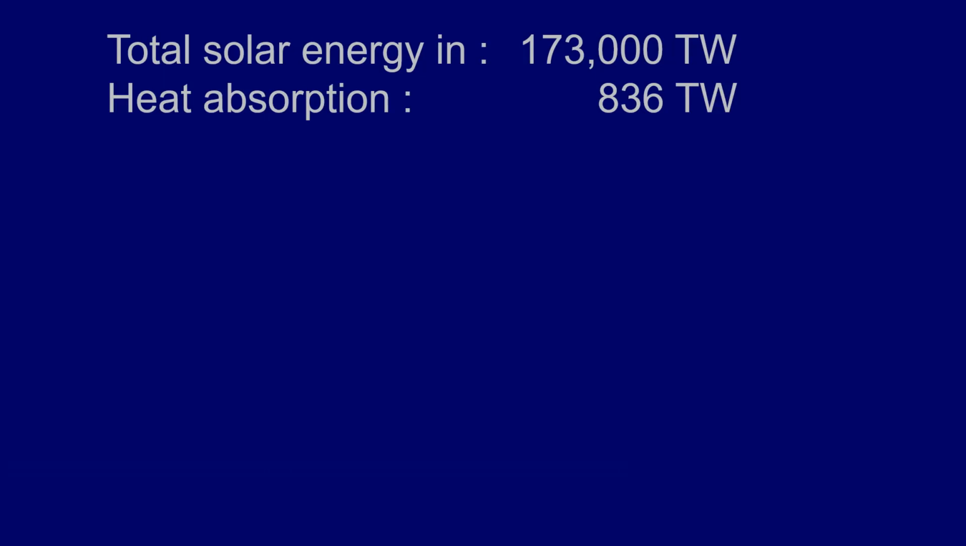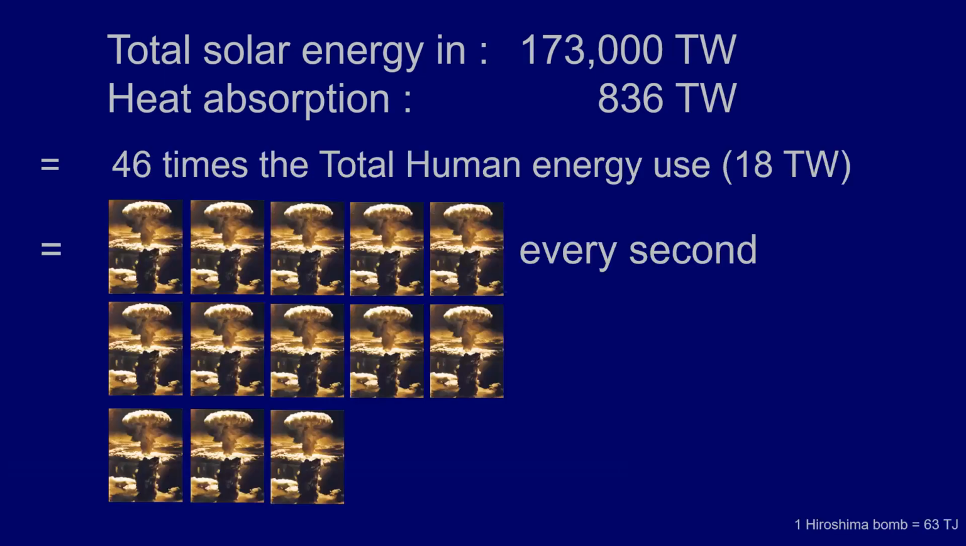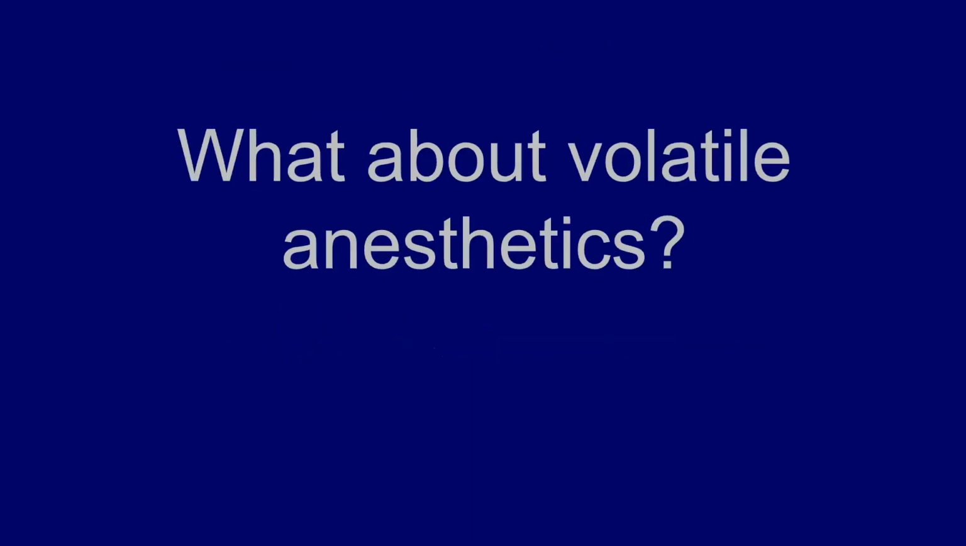So we are heating the planet at a rate of about 836,000 big nuclear power plants. Or said otherwise, this is 46 times the total human energy use, or the equivalent of exploding 13 Hiroshima-type nuclear bombs every second. So a lot of energy. This is obviously not sustainable. We cannot keep on heating the planet continuously at this rate.